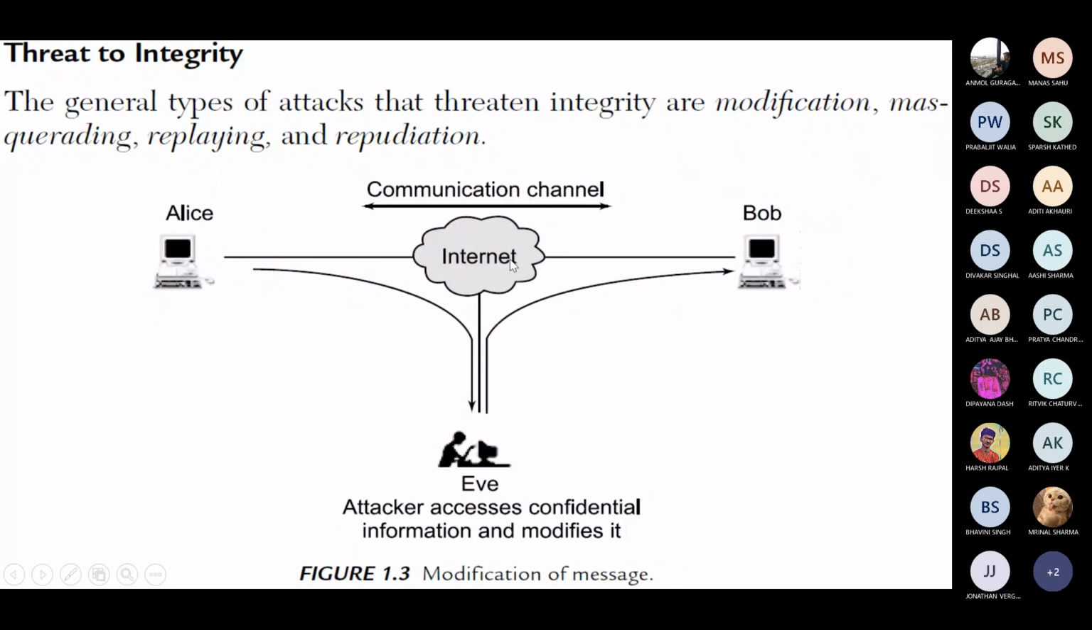Alice and Bob are connected in the internet, and Alice is sending some information here, which is accessed by the attacker Eve, and this information is modified by the attacker Eve and sent to Bob. Bob assumes that it is receiving the information from Alice, but Bob is not actually receiving the information from Alice. Bob is receiving the information from Eve, which is an attacker there. So that is called modification of message, and it is a threat to integrity.